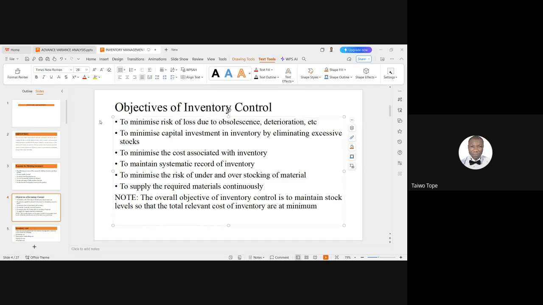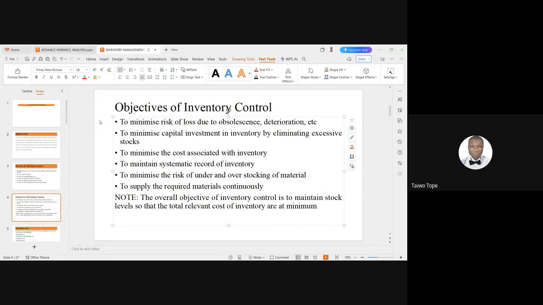Also, to minimize the cost associated with inventory. When you get inventory, you are not just keeping it. You get somebody to take care of it, to watch it, to do stock counting, to ensure that there is no theft, no pilferage, and no destruction of those raw materials. All these processes involve cost. So by the time you see how you manage your inventory without incurring too much cost, it will also help the organization, and it can also be an objective of inventory control. And to minimize the risks of under and overstocking is also an objective of inventory control.